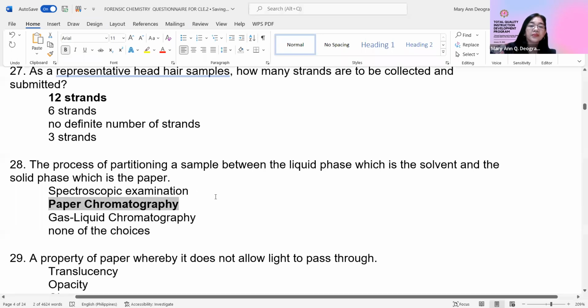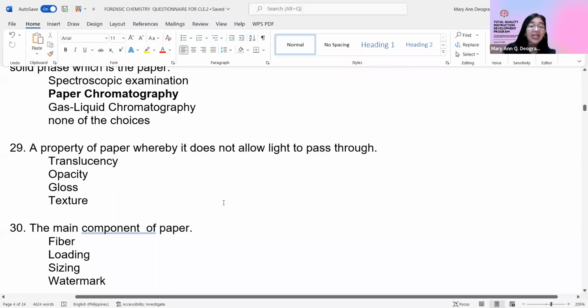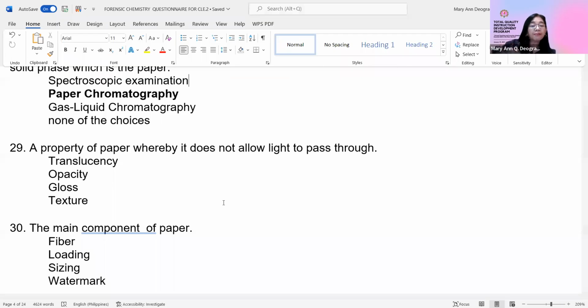All right. A property of paper whereby it does not allow light to pass through. So, pag tinapat natin sa light yung paper, hindi magpapass through yung light or hindi tumatagos ang light. Which of these property is it? Is it translucency, opacity, gloss, or texture? Okay, it's opacity. Yes, opaque. Alright, so it's opacity.